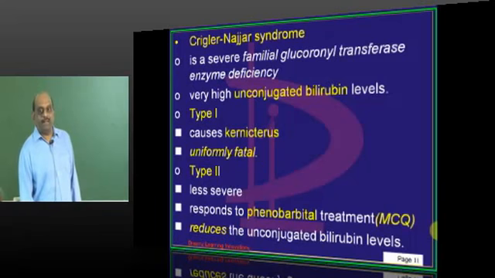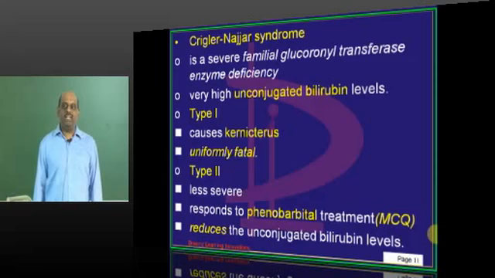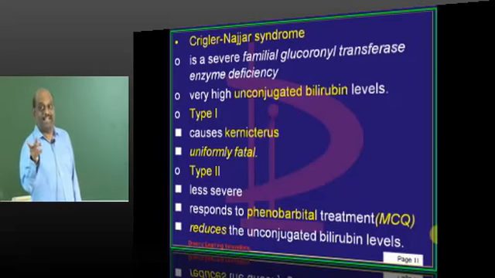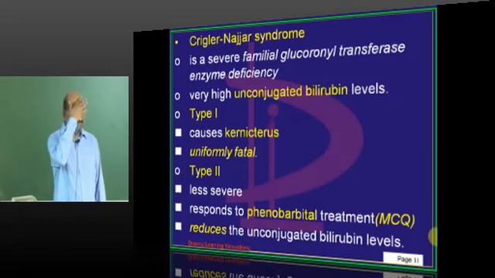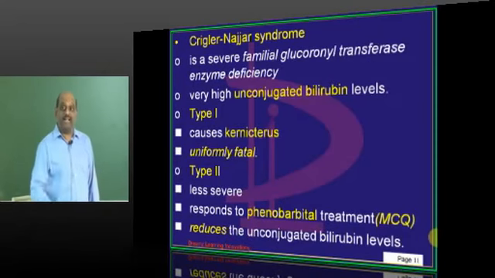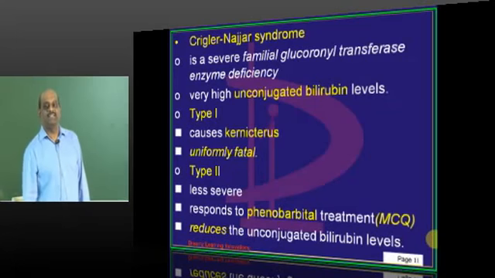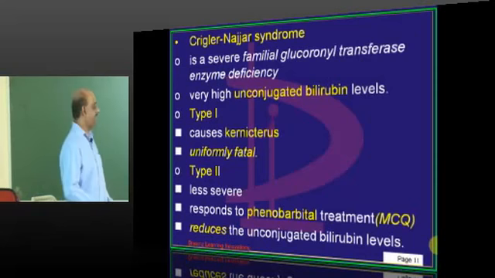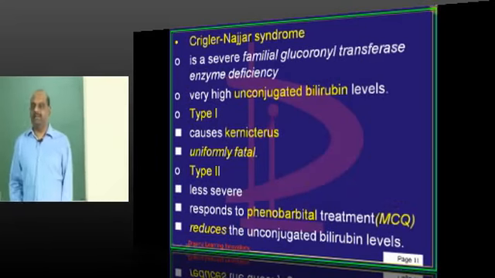Yesterday we discussed von Willebrand disease, do you remember? Among types 1 to 3, the complete absence is type 3 there, but type 1 is partial. But in the case of Crigler-Najjar, type 1 is complete absence and type 2 is partial. Be careful in the exam. So, type 1 is uniformly fatal.